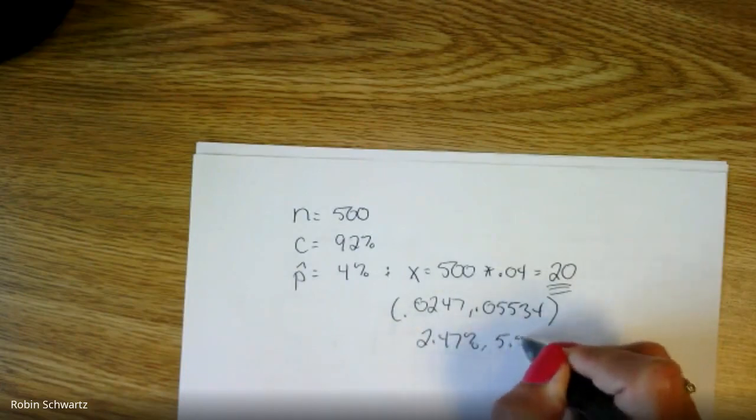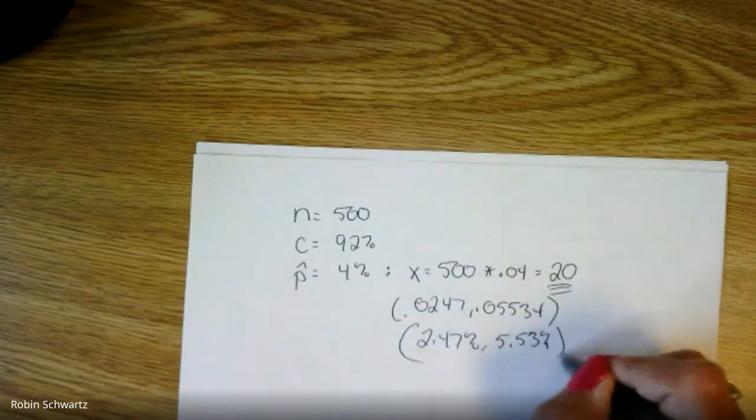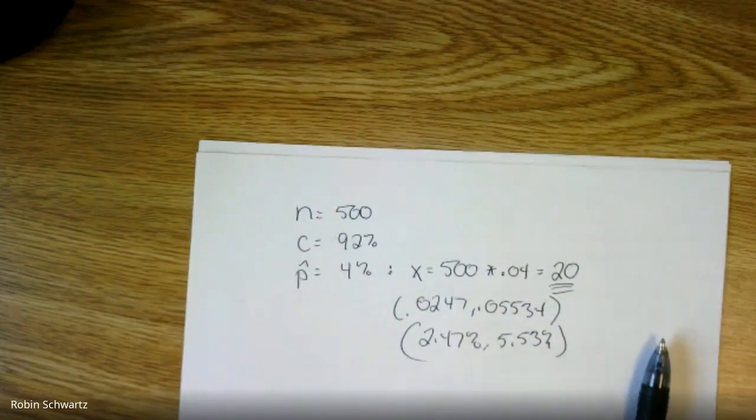If you wanted percent, it would be 2.47% to 5.53%. Okay, so, and I have those linked in the Google Classroom, so you can get to them. That's it.